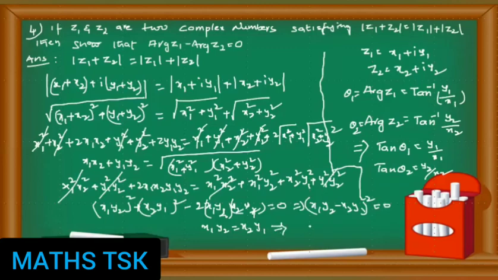This implies y1 by x1 is equal to y2 by x2. Then I can write it as tan theta 1 is equal to tan theta 2. Therefore, theta 1 is equal to theta 2.